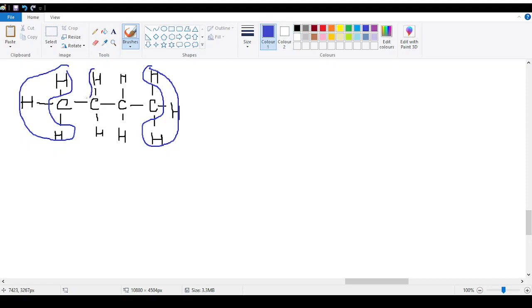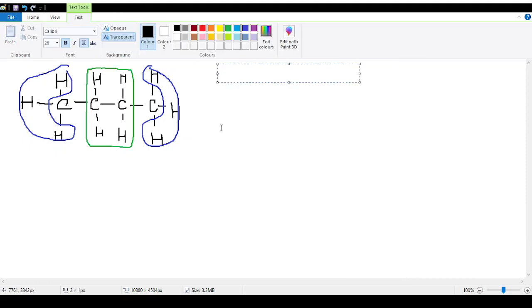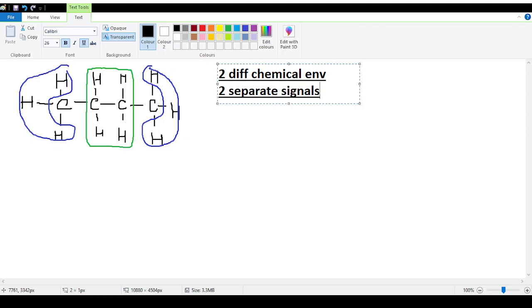Whereas the four hydrogens in the middle have one type of environment. So overall, how many different chemical environments can I see? Two different chemical environments. And so we will get two separate signals or peaks in the NMR spectrum.